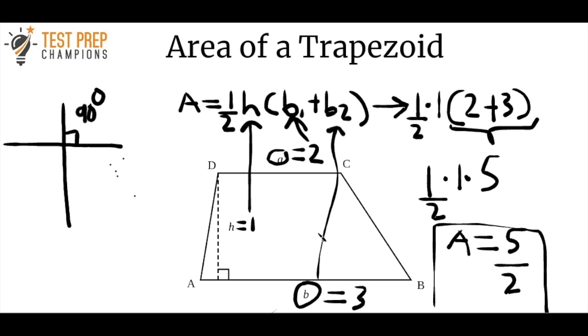It's as simple as you just find the two bases and plug them into the formula. Not too hard to identify the bases. Again, the height and the bases are perpendicular, and so that's how you know you've got a base, if it's perpendicular to the height.